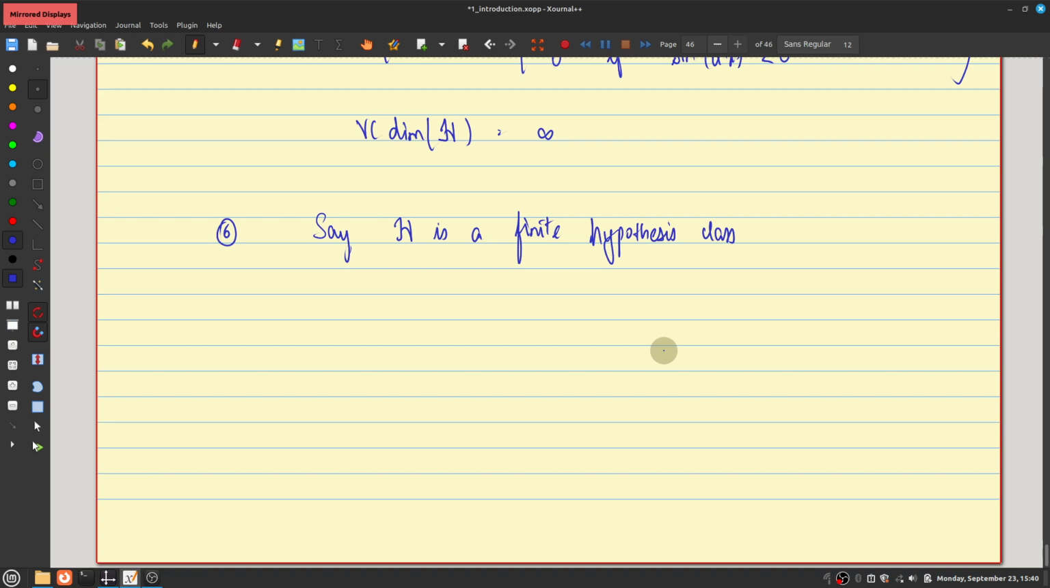So then what is an upper bound on the VC dimension of any finite hypothesis class? Log of the size of H. It could be smaller, but it definitely can't exceed log of the cardinality of H.